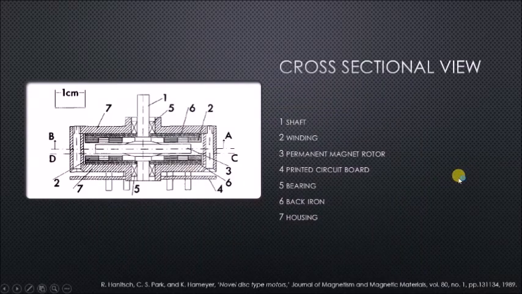The cross-sectional view shows the shaft, which is connected to the rotor, and this rotor is very near the field windings. These windings provide the electric field necessary for the torque to be induced in the rotor, which then moves, and then the motor is functional.